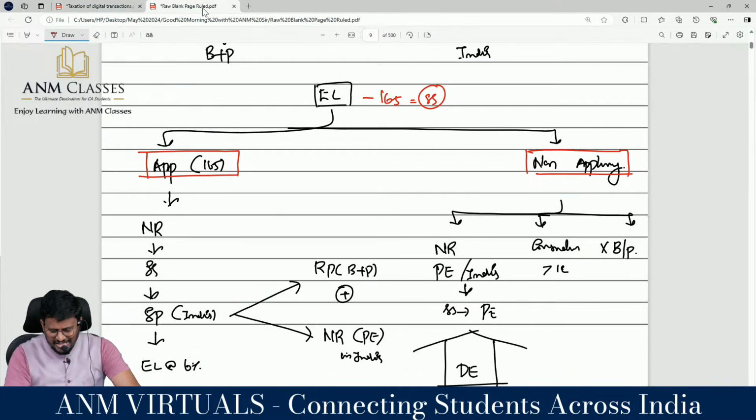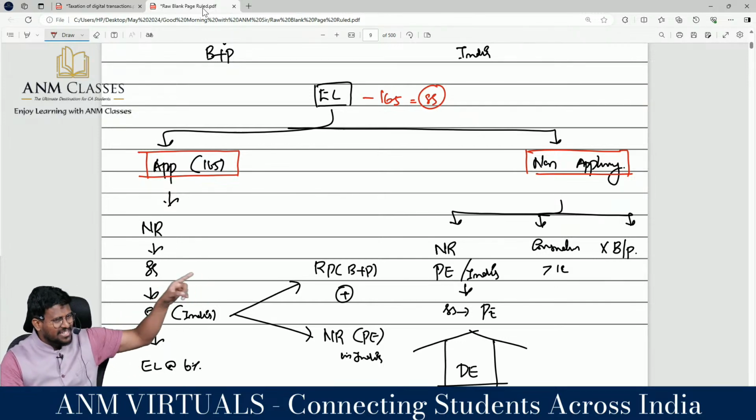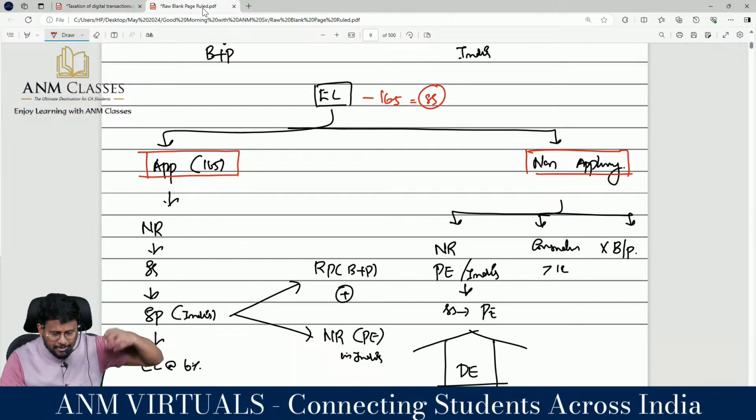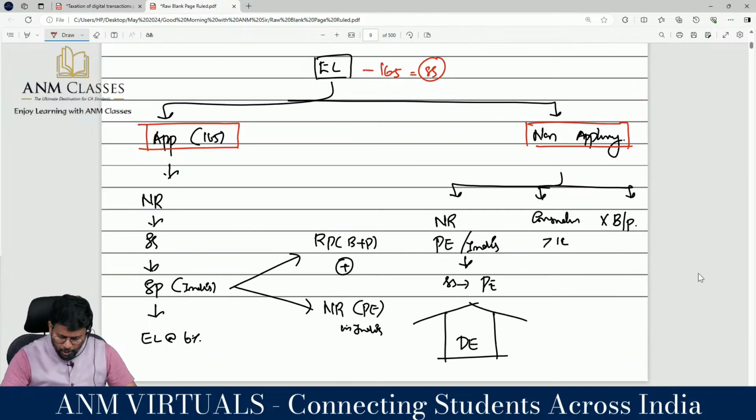That means these are the non-applicability conditions. That means if the non-resident is having a permanent establishment in India and is supplying the specified services through that permanent establishment, then the equalization levy does not apply. Number 2, it is not for business or profession. Third, the consideration has not exceeded 1 lakh. If these 3 circumstances apply, you need not deduct the equalization levy.